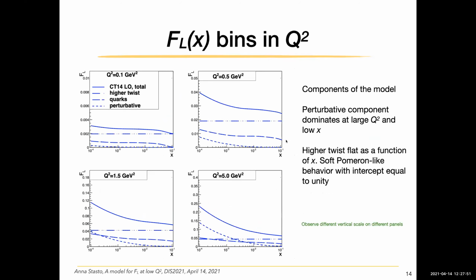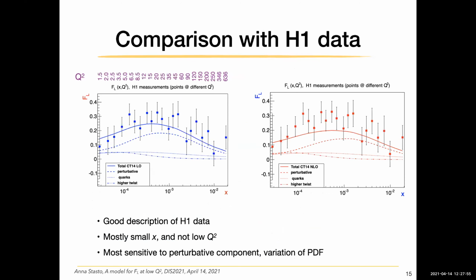So this is just general behavior. Now, as far as the data are concerned, this is the comparison with the H1 data plotted here. Of course, these are measurements at different X's and different Q-squares. Q-square is shown here. This is not a low Q-square measurement. The lowest is 1.5.